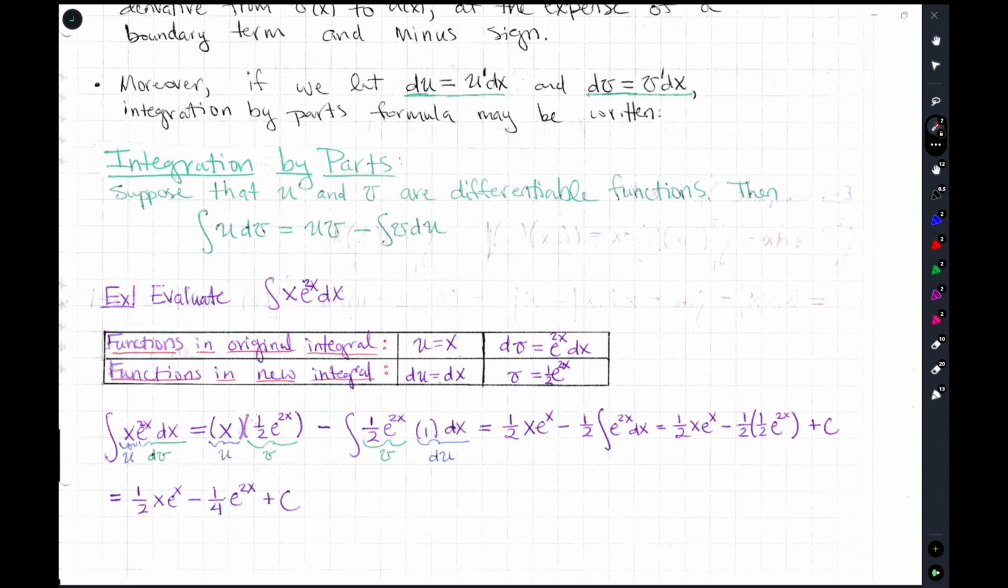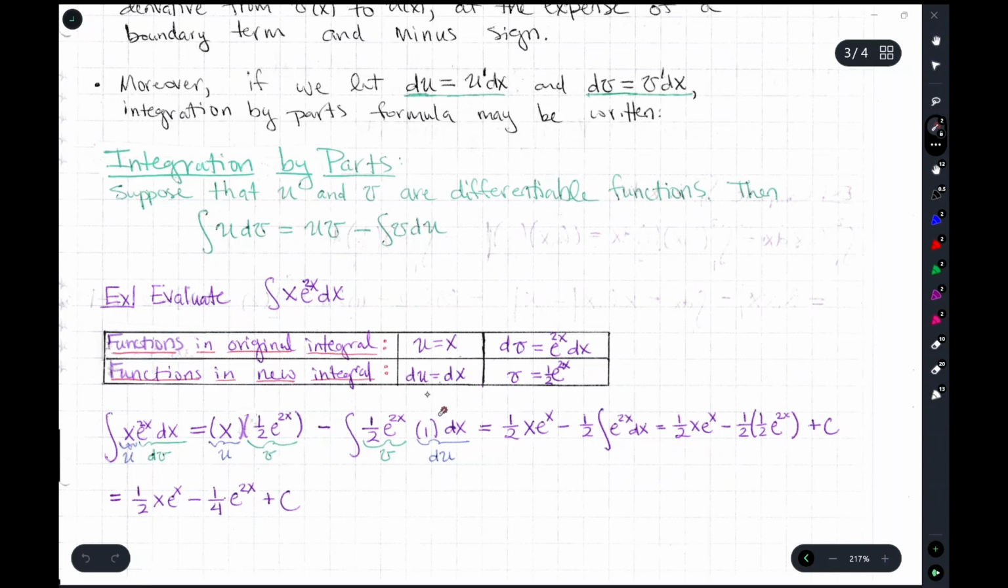What if I write e to the 2x as dv, okay? Why would I choose e to the 2x to be dv instead of x being that? Well, integrating e to the 2x is easy. That's number one. Number two, taking the derivative of x gives you 1, so it simplifies the expression. So here's what I'm going to do. I'm going to choose my original functions: u is equal to x and dv is equal to e to the power of 2x dx.